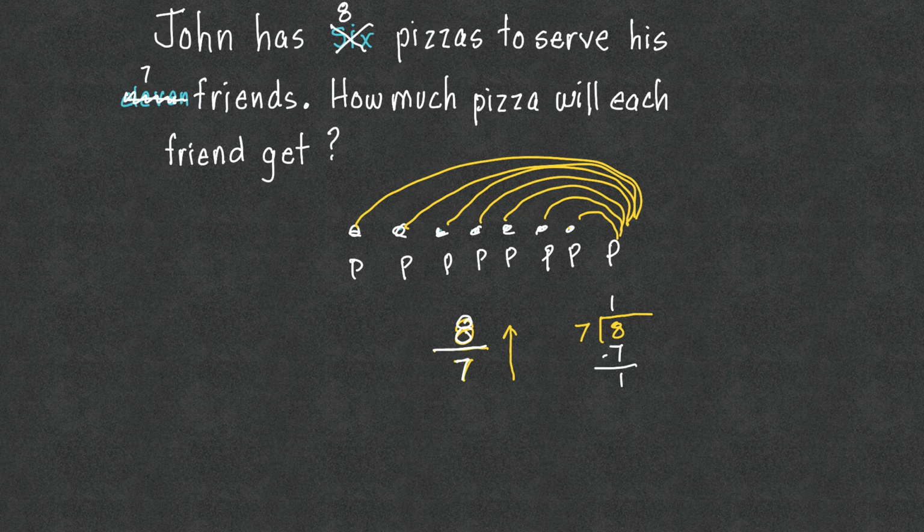But you're thinking, what? How am I done? Well, here's your answer. In all division problems, the answer starts at the top here in the quotient. That's 1 whole. I'll put that here. And 1/7. So what did I just find? I found out that each person is going to get 1 whole pizza and 1/7 of another pizza. Every one of them.